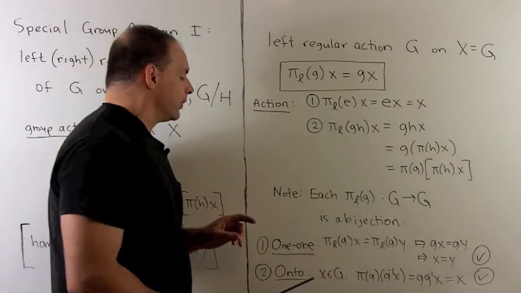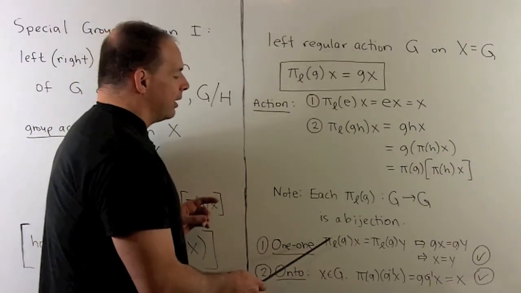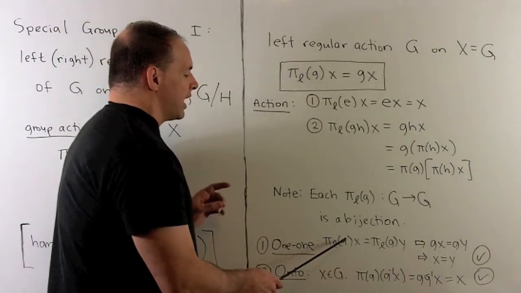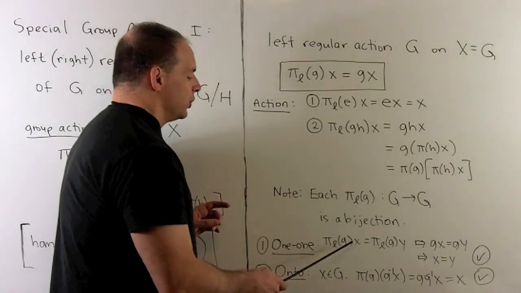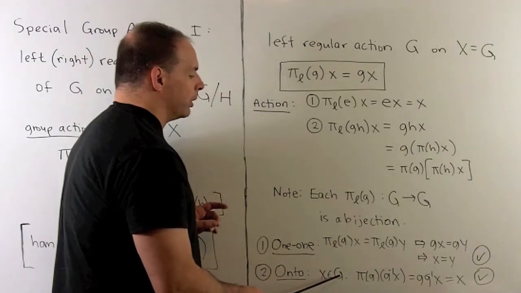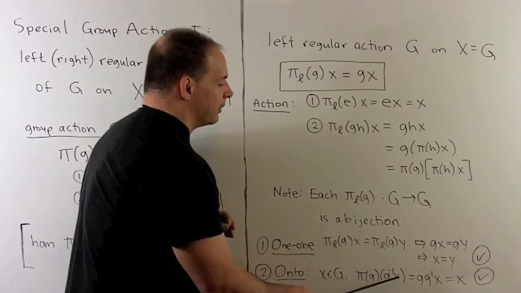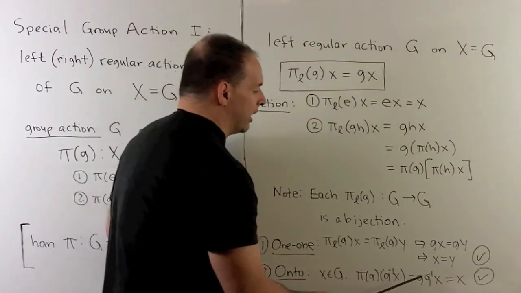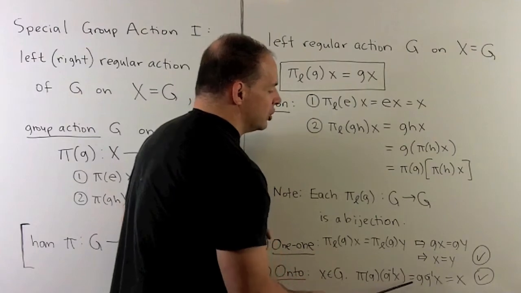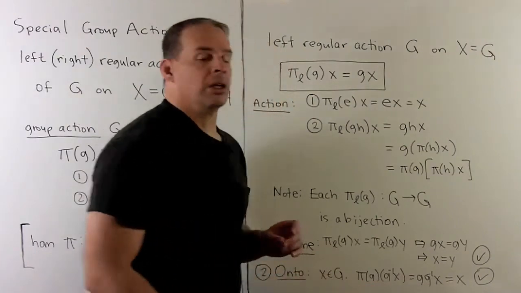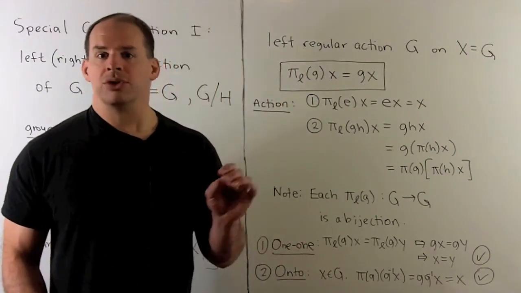For onto, I have to show that pi of g sends some element to any x that's in the group. So if I apply pi of g to g inverse x, then we get g g inverse x, the g's cancel, and I'm left with x. So we have onto also. So bijection.